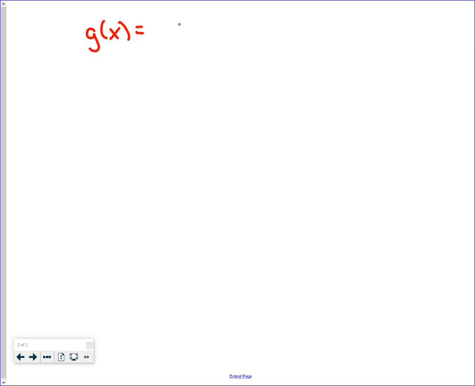g of x equals -2x squared plus 8x minus 3. We're going to graph this. So when we graph it, we have to find the vertex, and we have to find at least two other ordered pairs, something on the left and something on the right. Okay? First, is this going to open up or down?